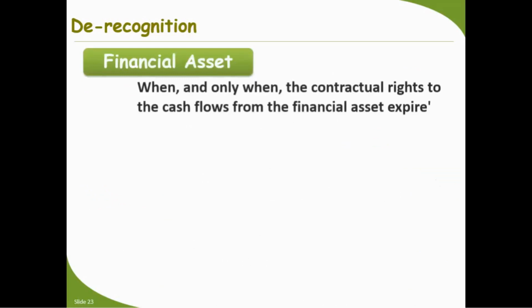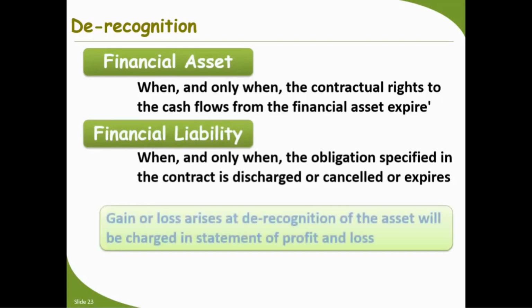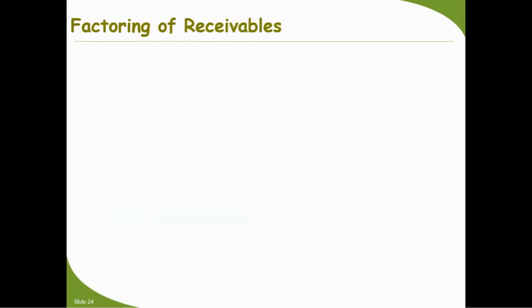Then derecognition. Financial assets will be de-recognized from your financial statements only and only when your financial asset expires. Then a financial liability will be de-recognized when it is discharged, you have paid, there is a cancellation of the contract, or the financial liability's time period has expired. In that case, you will de-recognize. The gain or loss at the de-recognition point will be charged to the statement of profit and loss.